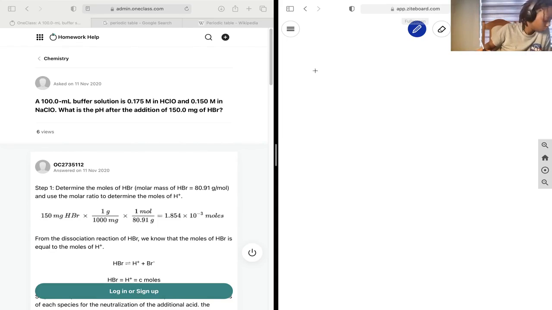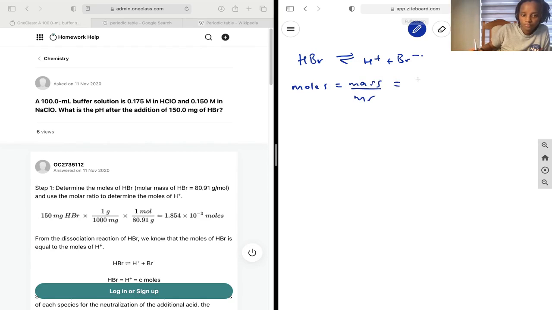So first we want to determine the moles of HBr, and that will give us the moles of H plus because of its dissolution. And so it would be 150 milligrams times 1 gram per 1,000 milligrams times 1 over the molar mass.